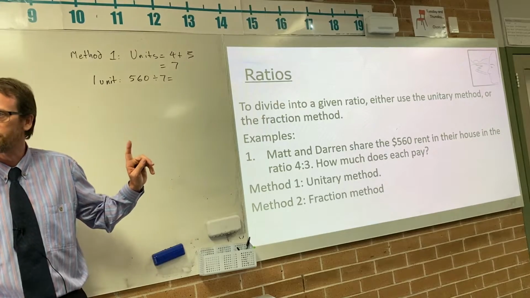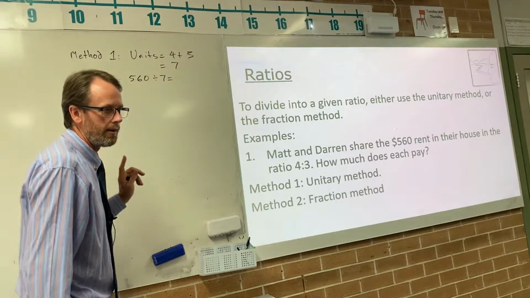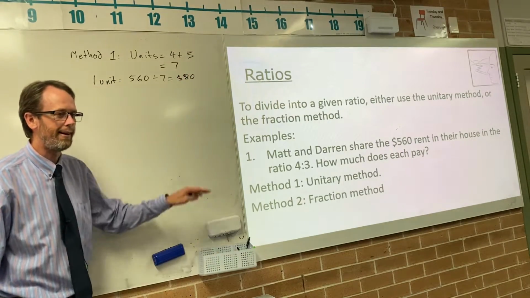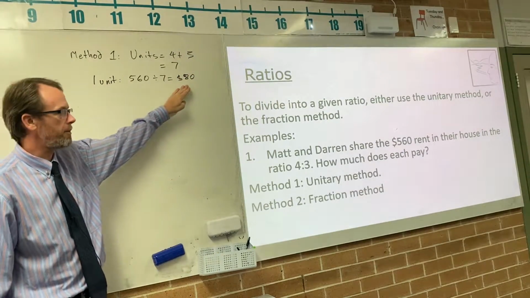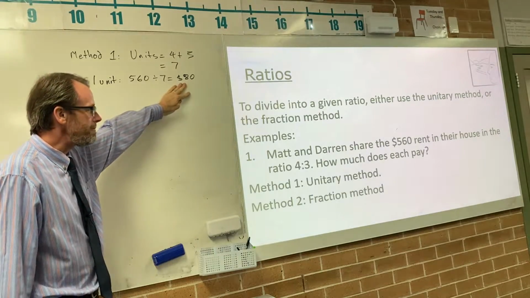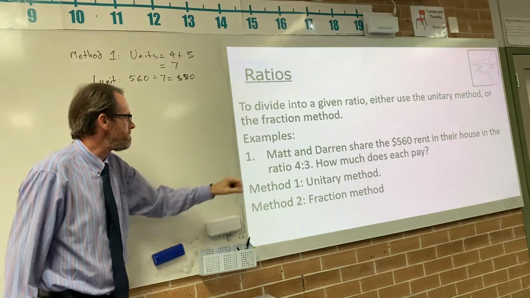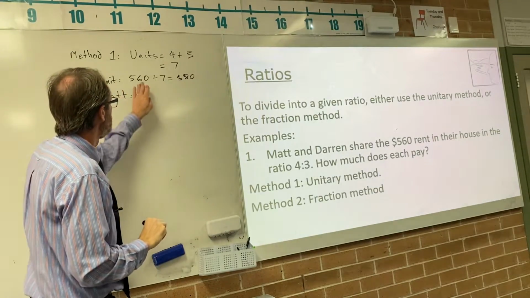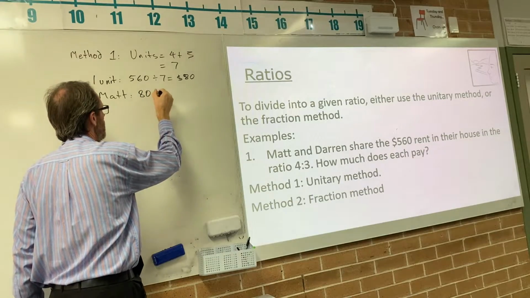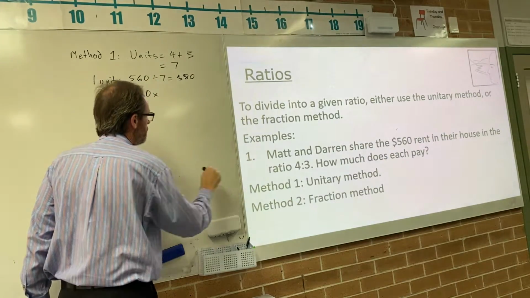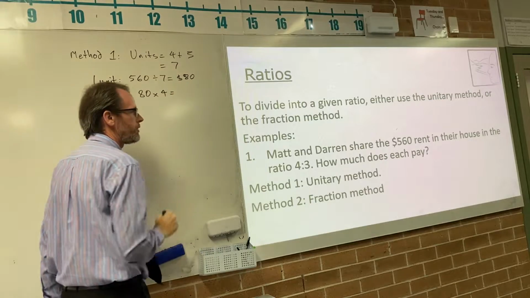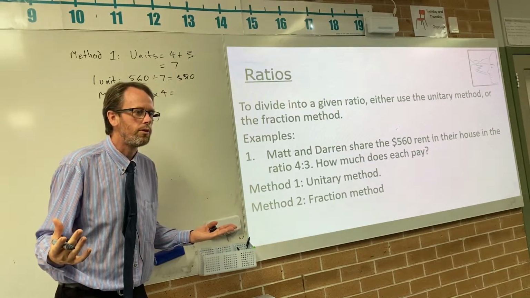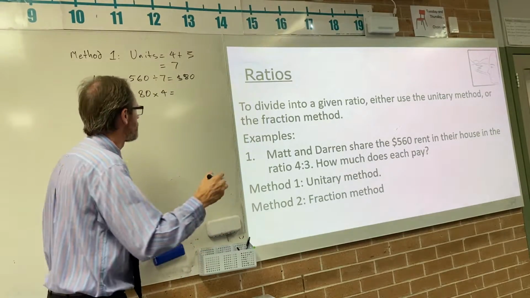So what's 560 divided by 7? 80. Oh, how come we keep coming up with this same number again? Because it's a lucky number. It seems to be our number for today. All right, 80, that's 1 unit. So Matt would have 80 times 4, because his is 4 parts. What's 8 times 4? So it is 320.